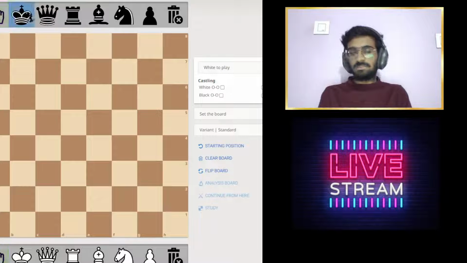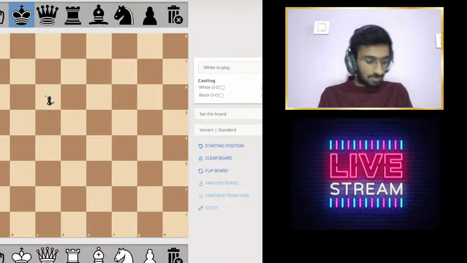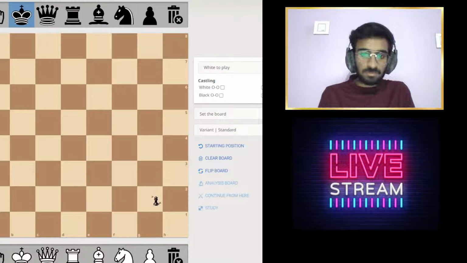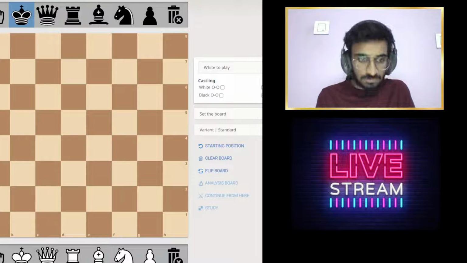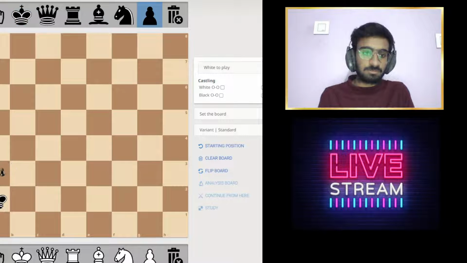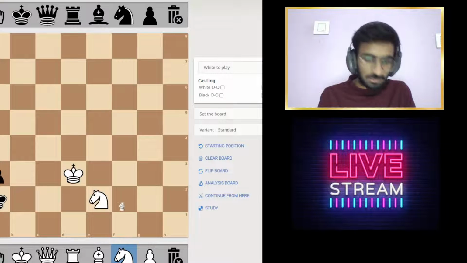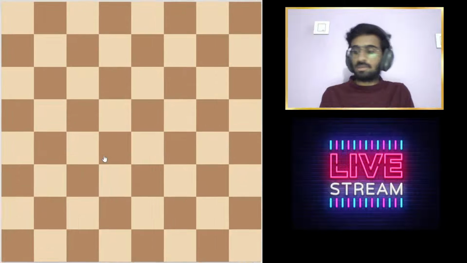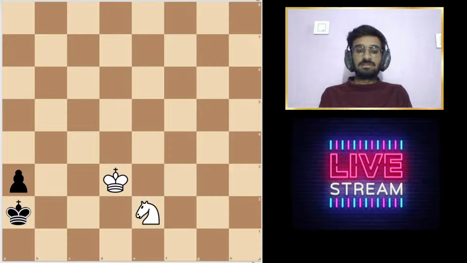Today we will be discussing very simple positions, to be honest. Black king is on e2. This pawn is here. White king is here. Knight is here. And here it is white to play.